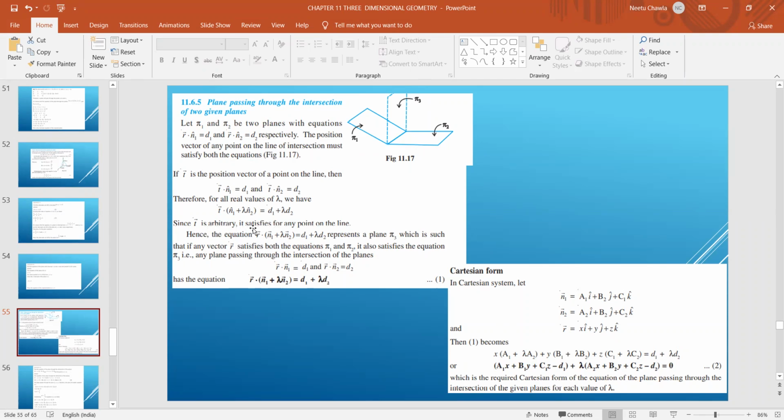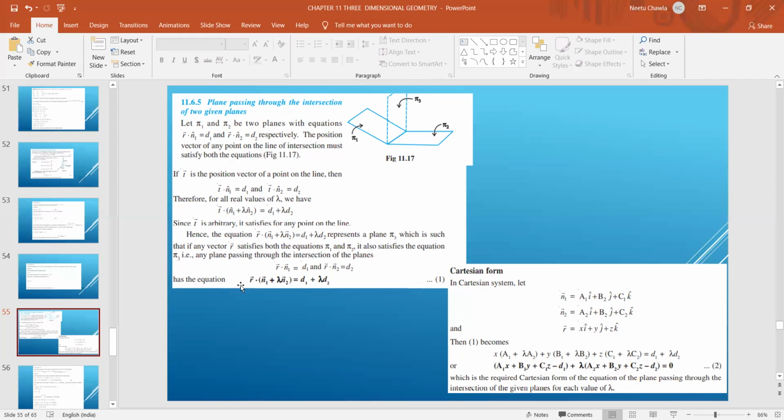So the t vector is arbitrary. It satisfies for any point on this line. This line which is at the intersection, यहाँ पर कोई भी point होगा, it will be satisfying this equation. Hence the equation this represents a plane pi 3. This is the pi 3 plane.